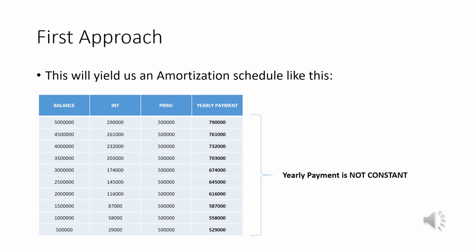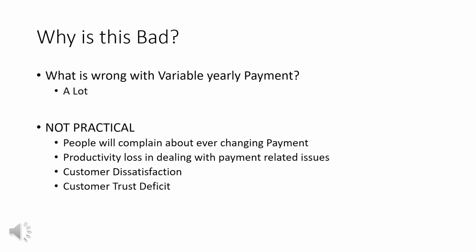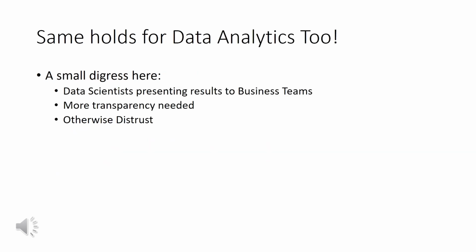Is that a problem? What is the problem with the variable yearly payment, right? Theoretically, it's all good. But practically, people will complain about ever-changing payment. Some people will voluntarily pay the previous year's payment or previous month's payment and say, hey, you know what, I forgot, right? There's a productivity loss in dealing with payment-related issues. It's an unnecessary headache for the bank as well as the banking customers. So the idea is, can we make this constant somehow? That is what we are going to see in the coming slides.